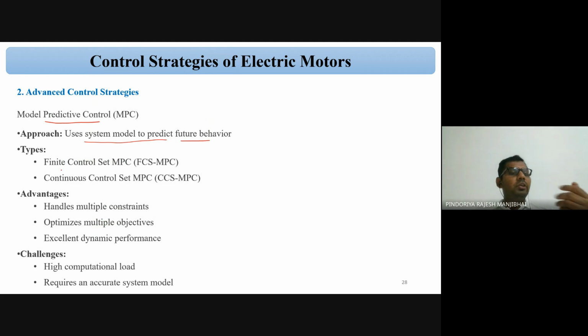So which types are there? There is finite control set MPC, model predictive control, and continuous control set, so we can say CCS MPC. Advantages: handles multiple constraints, optimizes multiple objectives, and has excellent dynamic performance. Yes, the system is very complex, but we will get good results.